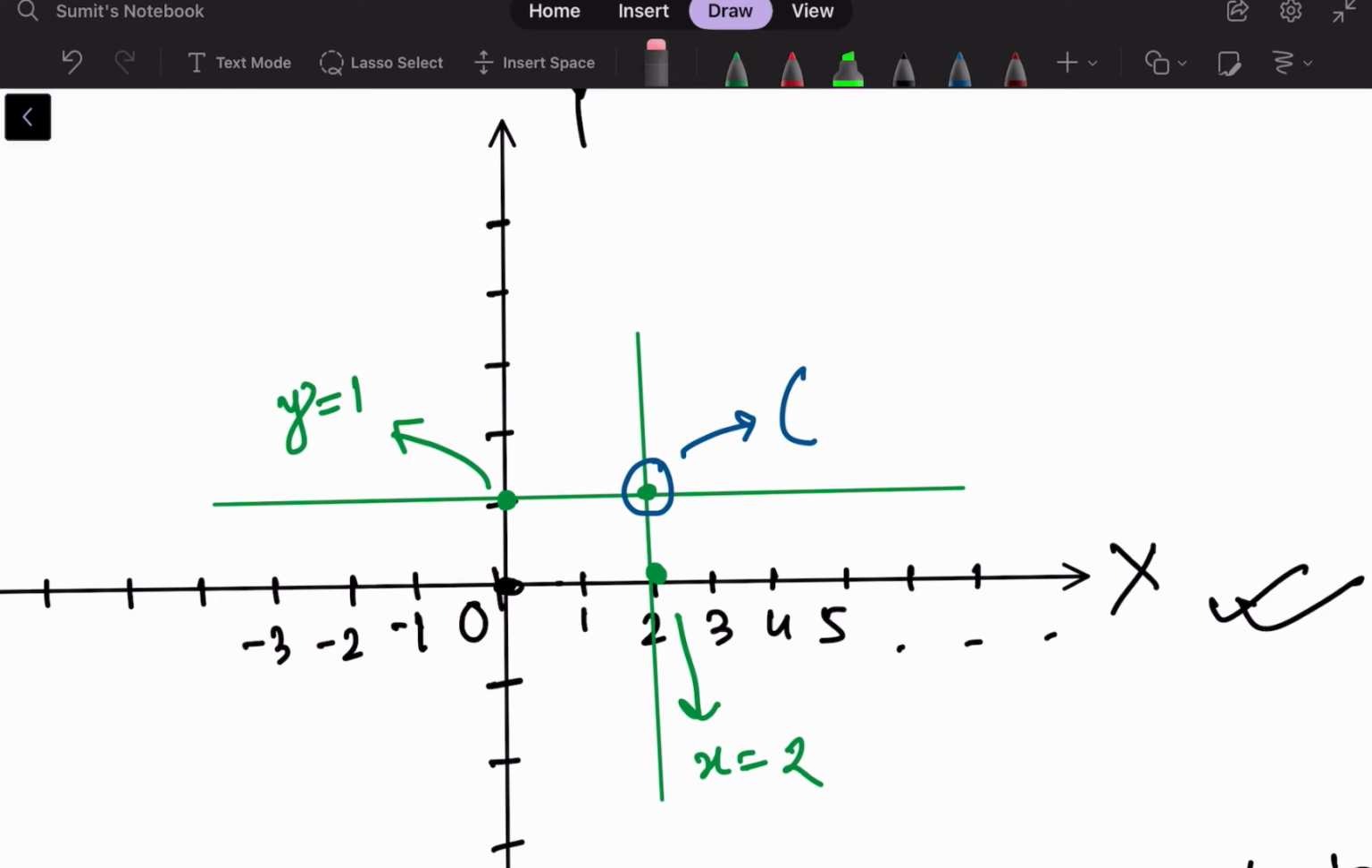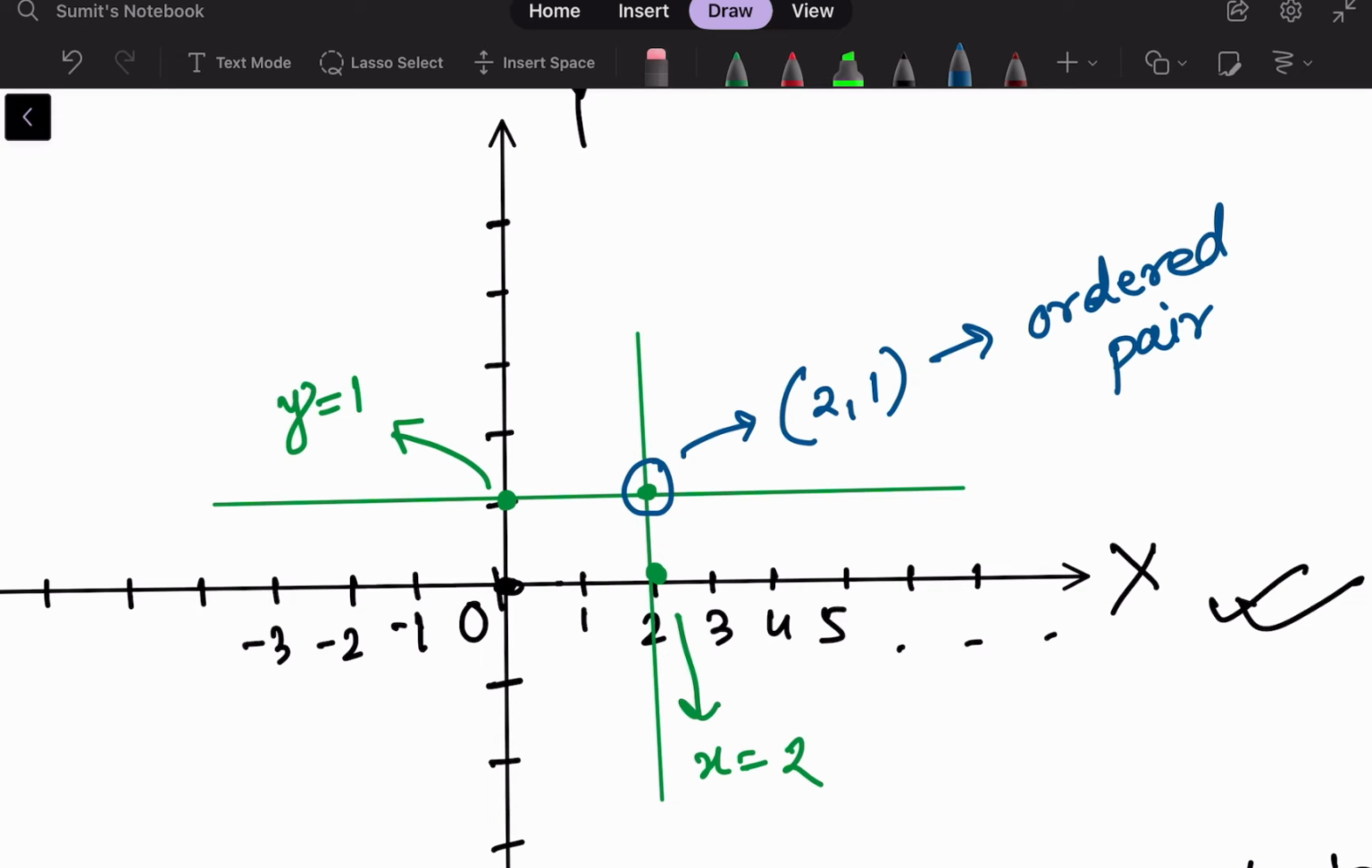That means x comma y means what is the x part here? What is the point? 2 comma 1. Very good. And this format is called the ordered pair. What is that format called? Ordered pair. That means in which way are we writing this one?